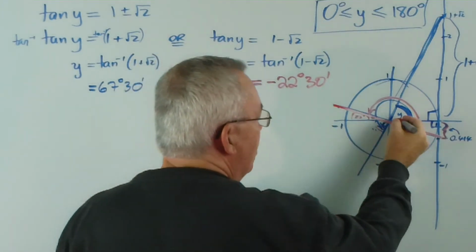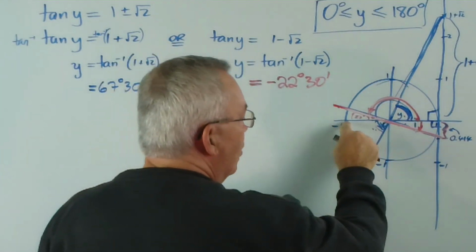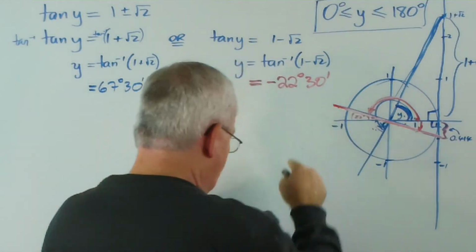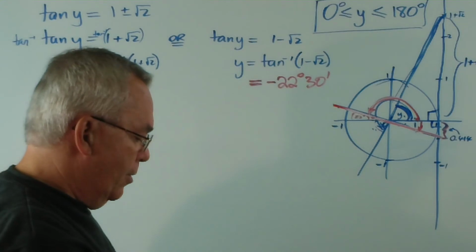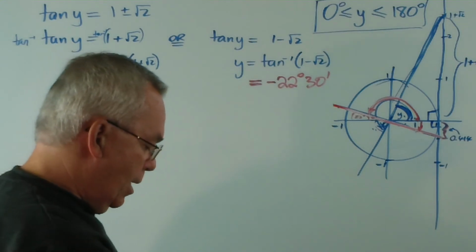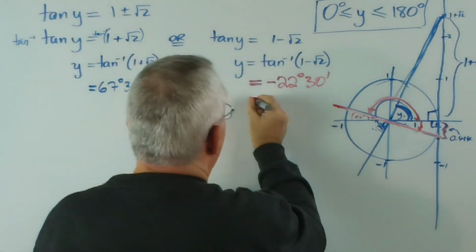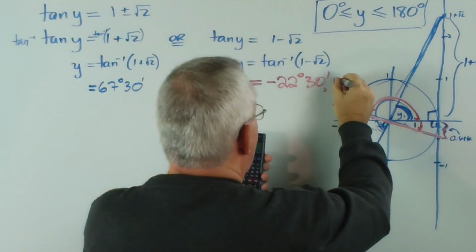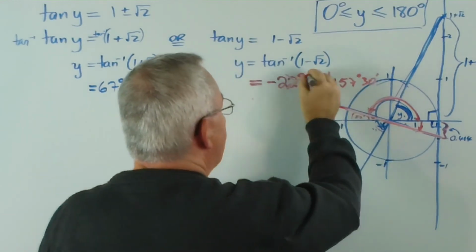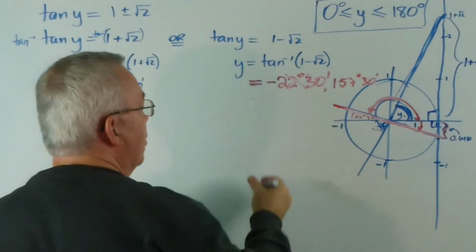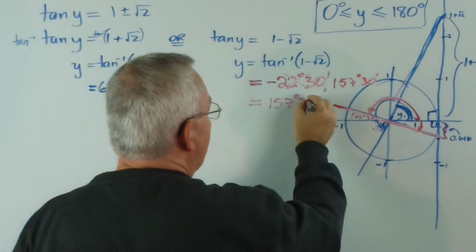So if I want to know the angle from the positive x-axis around, I've got to get 180 degrees and take away this. Well, fortunately I've got minus 22 degrees 30 minutes here, so I'm just going to add 180 degrees. And that gives me, I'll just put this as another answer, 157 degrees 30 minutes. And we don't accept that because it's not in the correct domain, so our only answer here is 157 degrees 30 minutes.